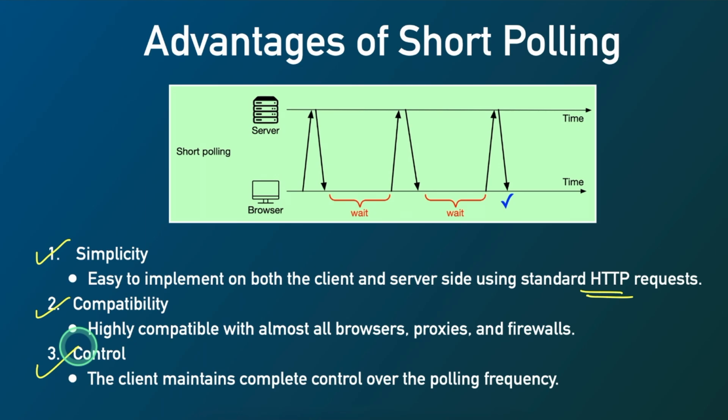So the polling frequency is the number of requests that you make in a unit time. The client maintains complete control over the total number of requests that they make in a unit time. If the client wants to make 100 requests per minute, they could do that, or they could do 50 requests per minute or 20 requests per minute. The client maintains complete control over this particular number, and it could be configurable based on the requirement. So control is one of the advantages of short polling.